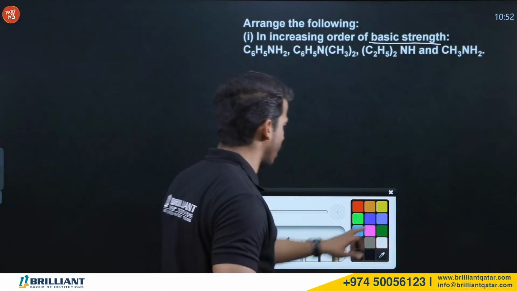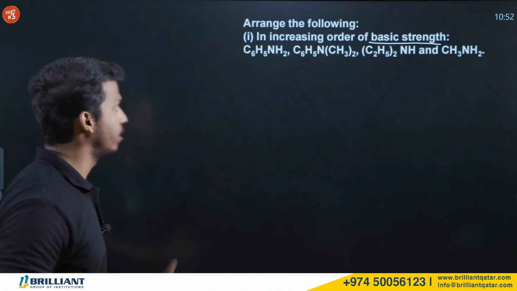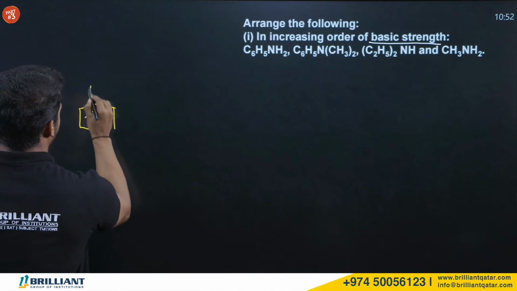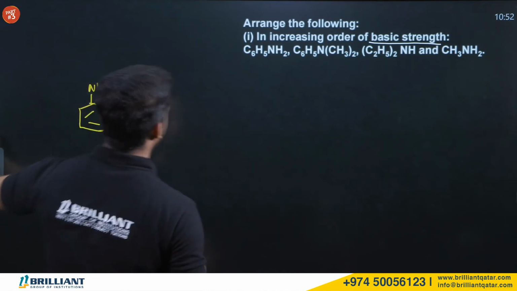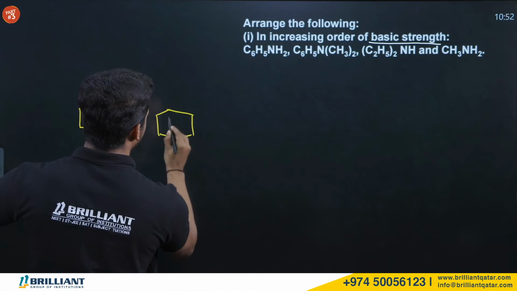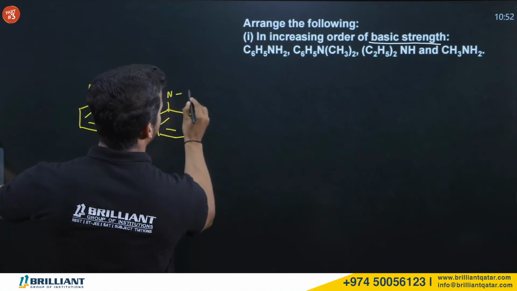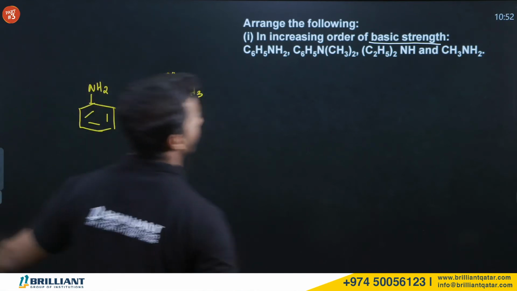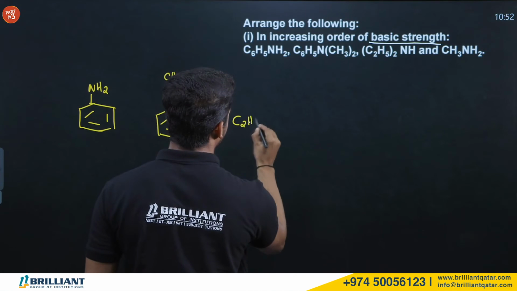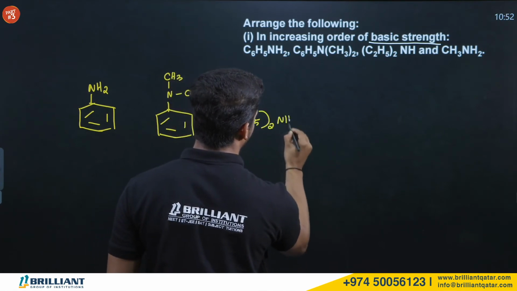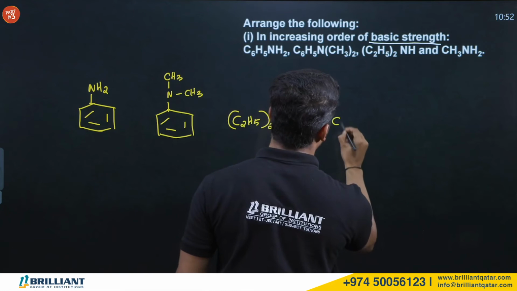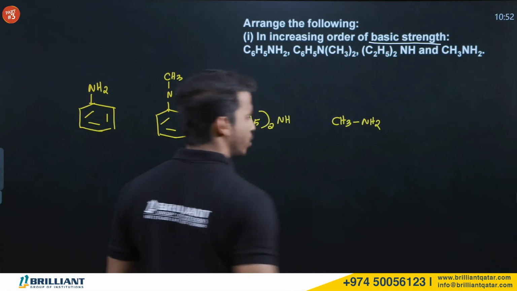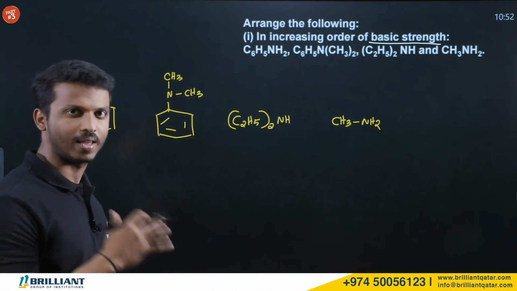Next one. Arrange the following in the increasing order of their basic strength. We discussed the questions regarding basic strength more. This is a repeated question therefore. Okay. C6H5NH2. What is C6H5NH2? This is benzene with NH2, aniline. Then a second compound is C6H5N(CH3)2. What is the compound? N,N-dimethylaniline. Next one is (C2H5)2NH, alright. Then we have CH3NH2. Okay. Dear student, first of all you try to identify which are aromatic amines and which are aliphatic or alkyl amines.